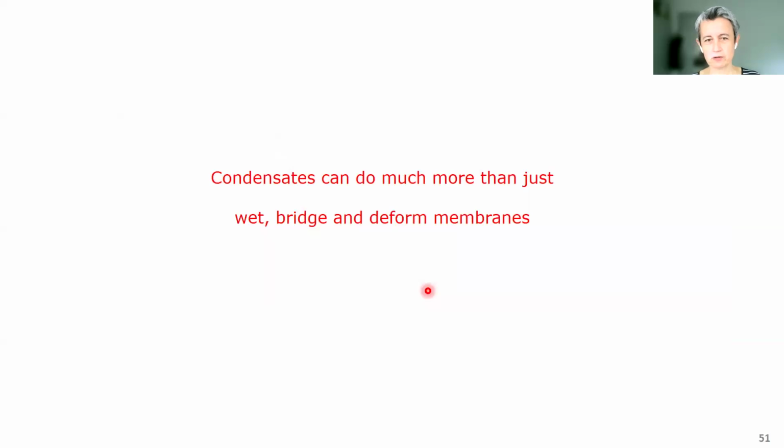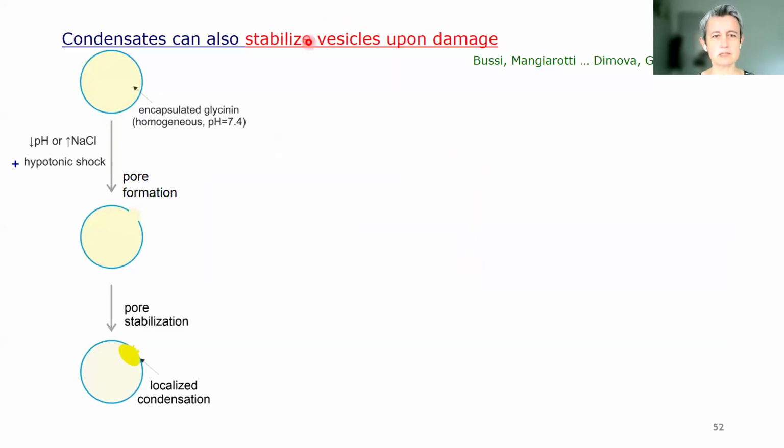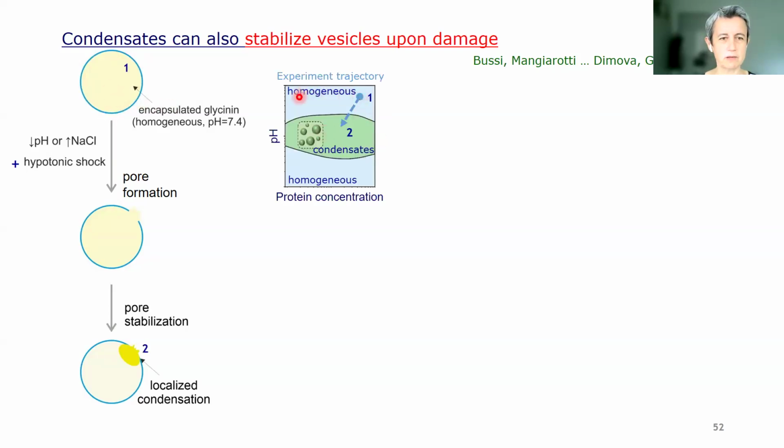And the final thing I wanted to tell you about is that condensates can do much more than wet, bridge, and deform membranes. They can also stabilize vesicles upon damage. This was work in collaboration with the Gutierrez lab at the Crick Institute in the UK, where we did the following. We encapsulated our protein in a homogeneous state. So we are coming back to the phase diagram here. We start somewhere here, where you have a homogeneous solution of the protein, no phase separation.